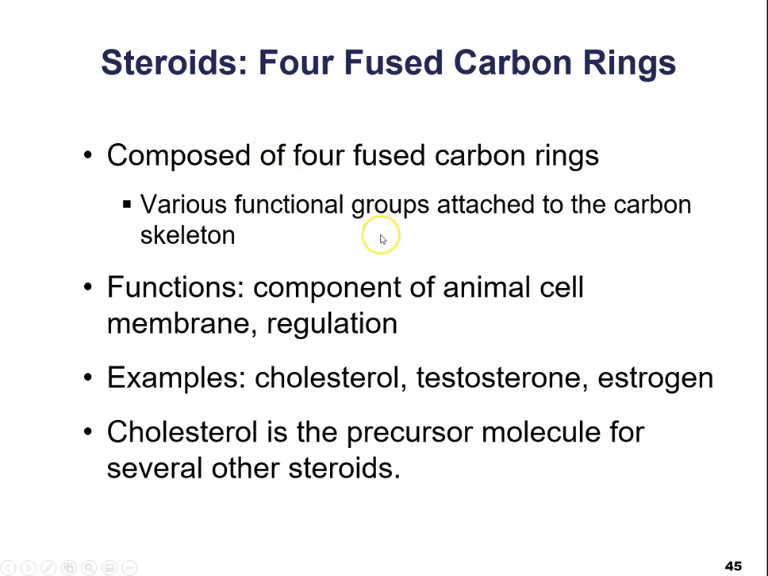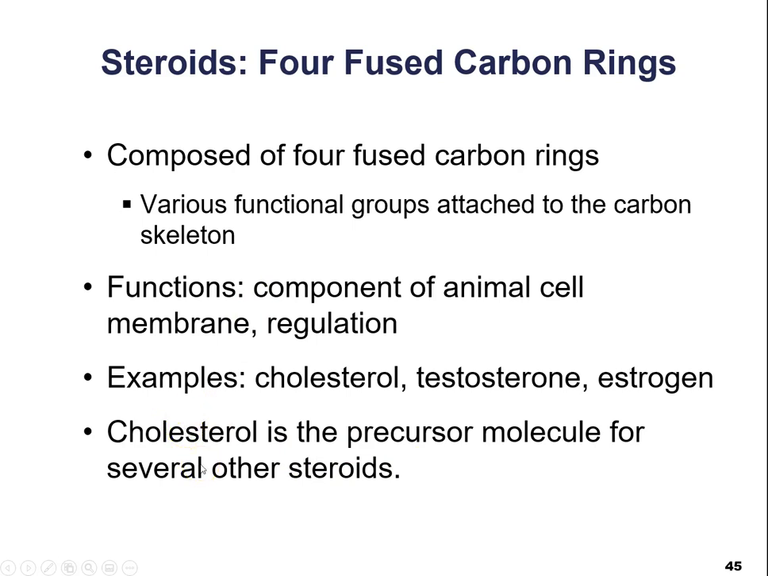Okay, so these are composed of 4 fused carbon rings. Again, we don't need to draw structures of any sort. And then you have these fused rings, but then there's also functional groups that are attached to those carbon rings. In terms of function, cholesterol is a component of the animal cell membrane. Also regulation, if we're talking about steroid hormones like testosterone and estrogen, okay?